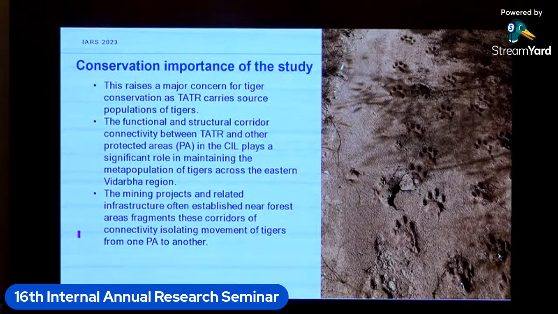And here I talk about mining only, but we have infrastructure related to mining, as I told you: railways, roadways and power. And these are going through corridors. So we are losing our corridors. We are creating fragmented areas. So we are going to create hindrance in the movement of animals.